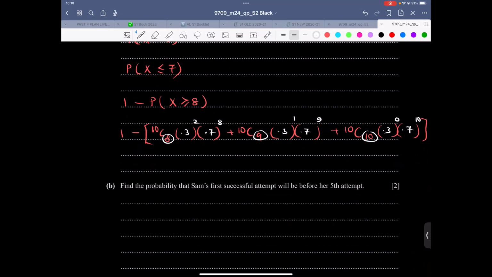And the final answer is coming out to be 0.6173. Write it correct to 3 significant figures. That is 0.617 to 3 SF. So that is the answer for this particular part.